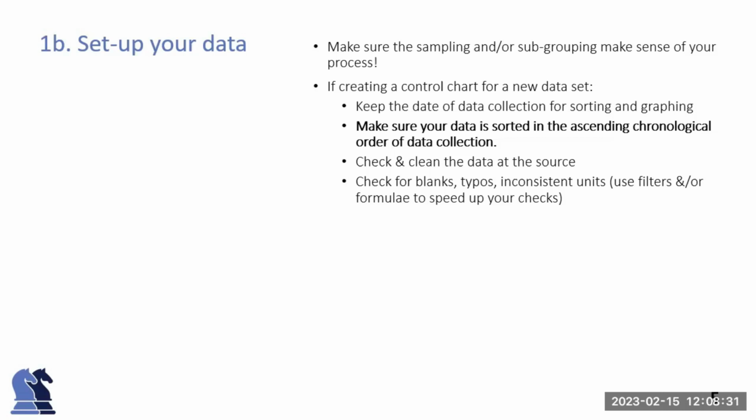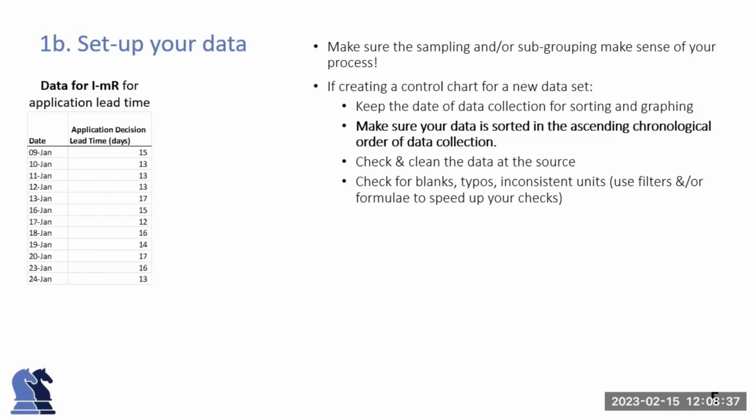But please, please, please go and check your data before you start graphing and analyzing it. If you are using an individual and moving range chart, for example, this is as simple as your data needs to be. You will have one column with the dates in chronological order, and one column with the metric that you are using to assess your process performance.